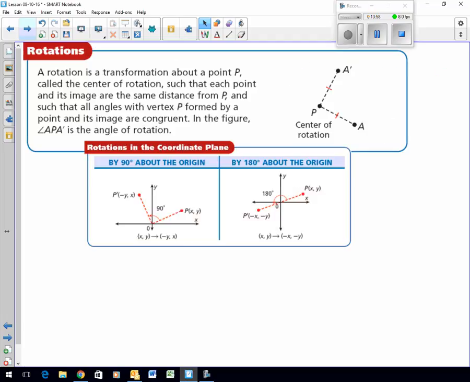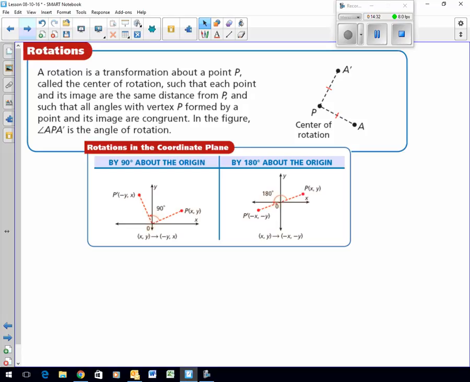Here we go. We got a rotation. Okay. Our rotation. Rotations do what? Rotations rotate. Translations translate. Reflections reflect. Right. Rotation. Okay. Notice it says about a point P from the center of rotation. Each point and its image is the same distance from P. All angles with vertex P formed by a point and its image are congruent.